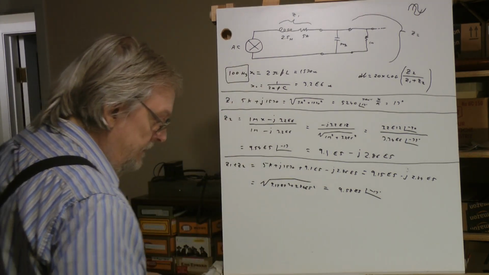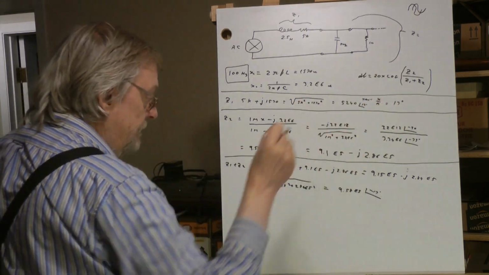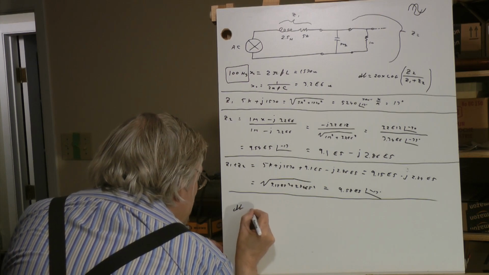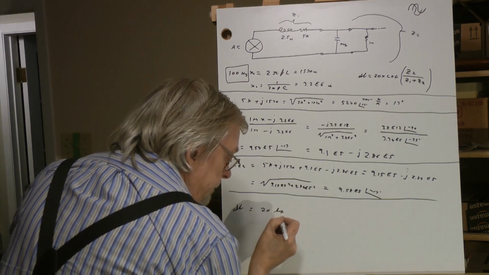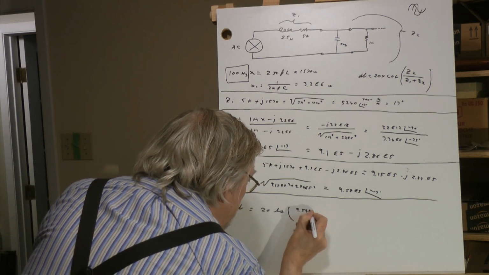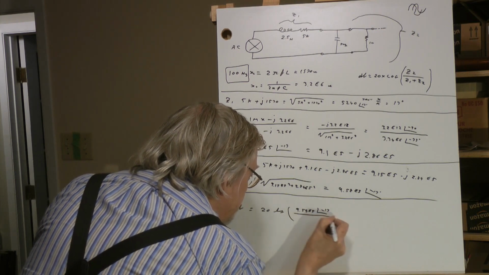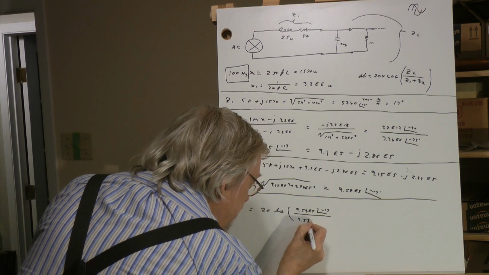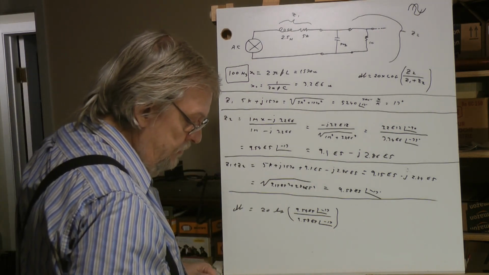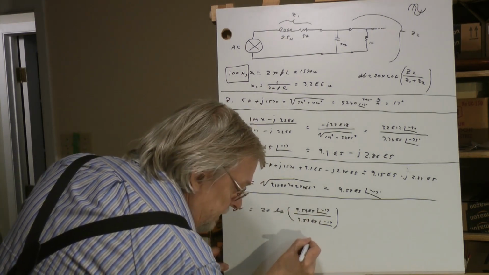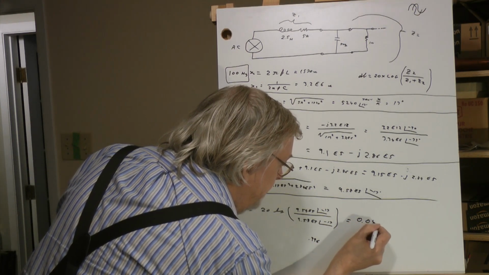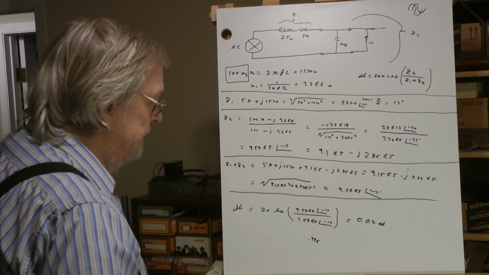So now we just have to do the Z2 over Z1 plus Z2, and we can get our dB loss. dB loss equals 20 log 9.54 E5 at minus 17 over 9.58 E5 also at minus 17, and that comes out to 0.996, which is 0.04 dB, which is practically nothing.